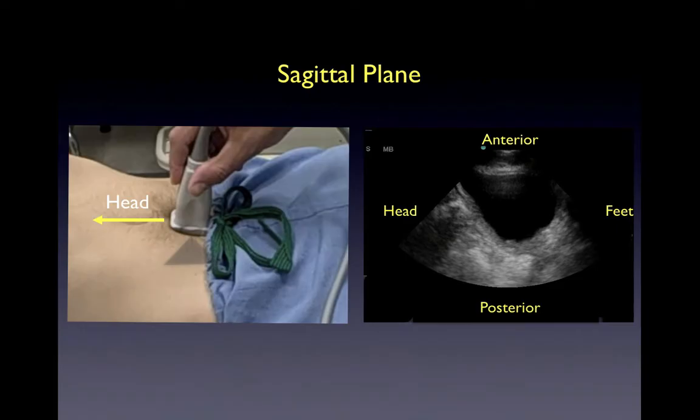Here the operator has the probe marker towards the patient's head. On the right you see the still image of how this correlates to the bladder. That dot on the screen corresponds to the head. The other side is the feet. Superficial, where the probe is touching the skin, is the anterior part of the body, and then deep is the posterior part of the body.